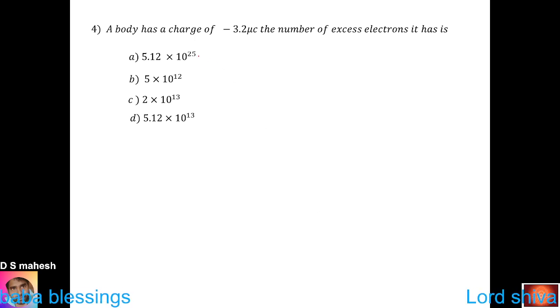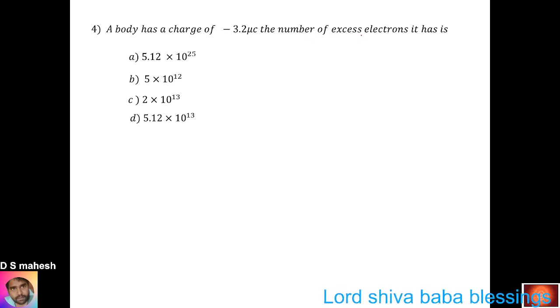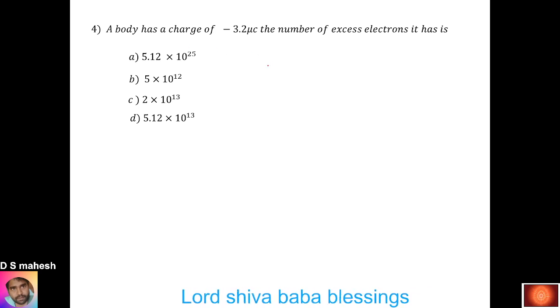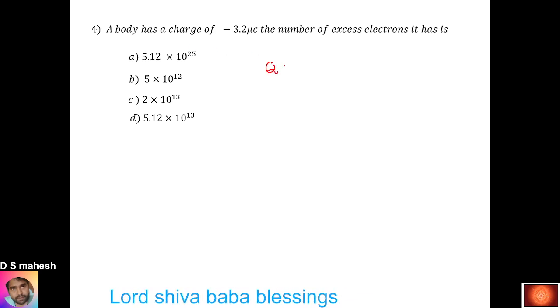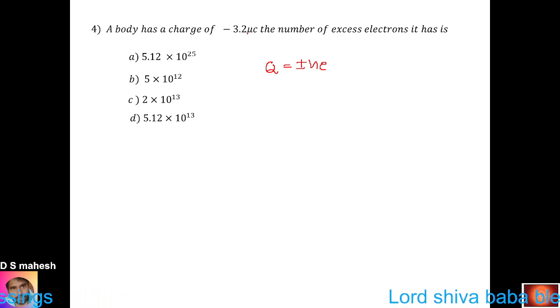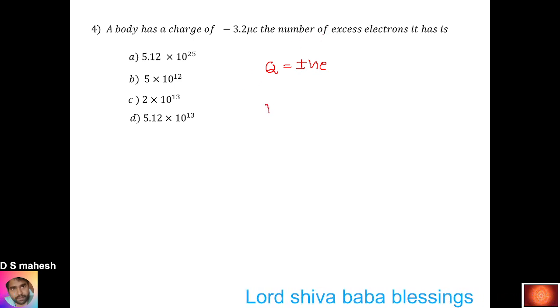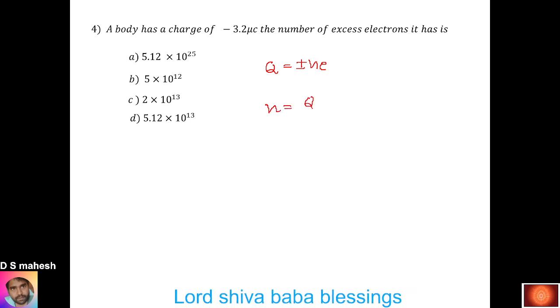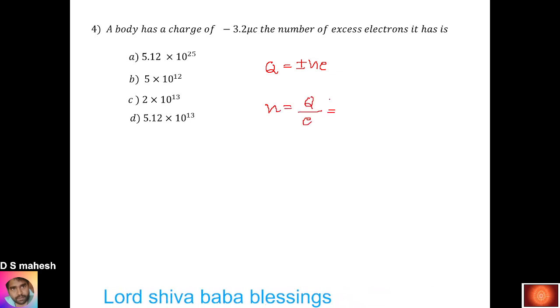So a body has a charge of minus 3.2 microcoulomb. The number of excess electrons it has is... again it is with respect to the same formula, Q is equal to plus or minus N into E. So they are saying a body has a charge of minus 3.2 microcoulomb, and they are asking the number of electrons. So the number is equal to what? N is equal to Q divided by E. So given the charge, that is how much?